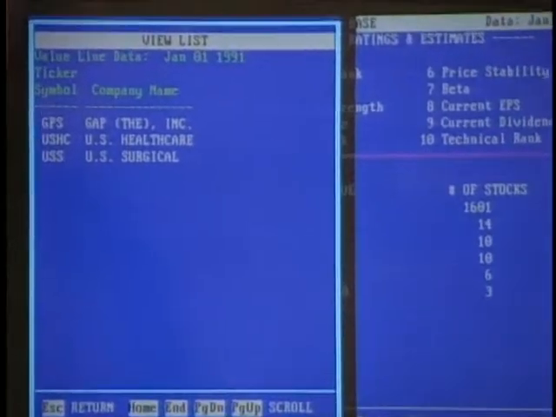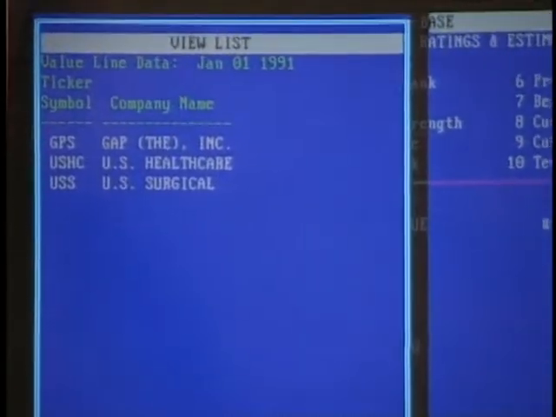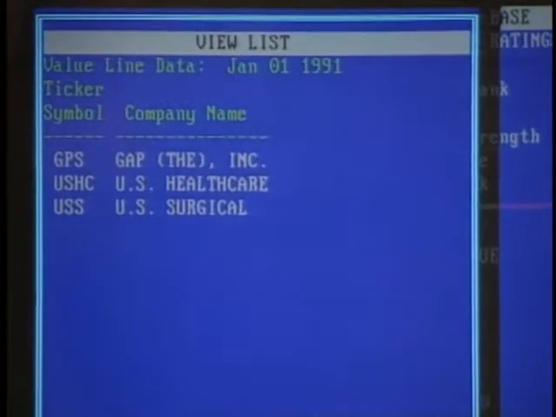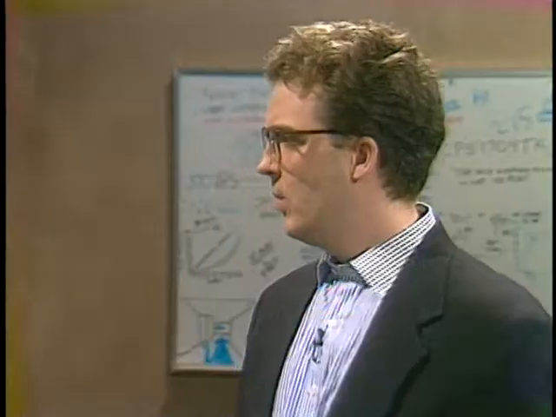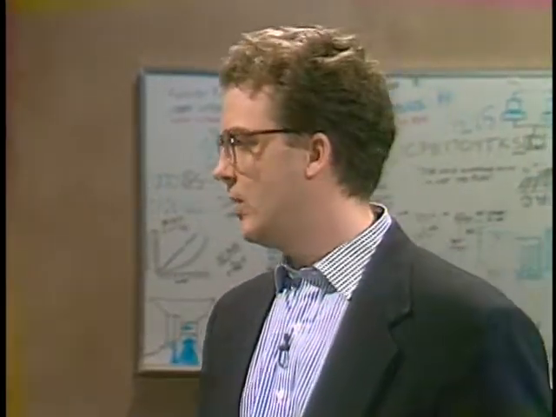Right, and I hit the F5 key to pull up those 3 stocks, which are the Gap, U.S. Healthcare, and U.S. Surgical. All right, so we can take a look now at what would have happened at the end of 91 had we paid attention to what the computer said. That's right. What I'm going to do is go into a Windows-based program called Wealth Builder here, which draws nice-looking graphs of stock market performance.